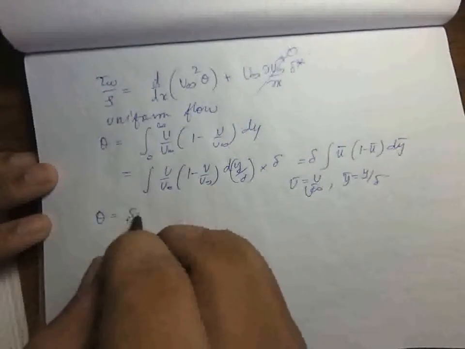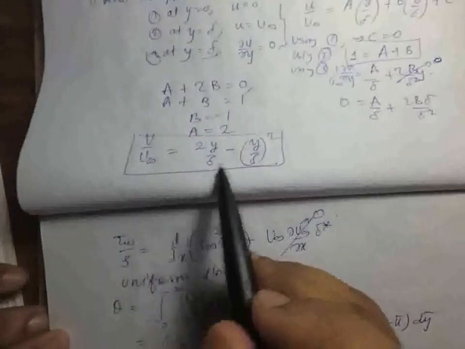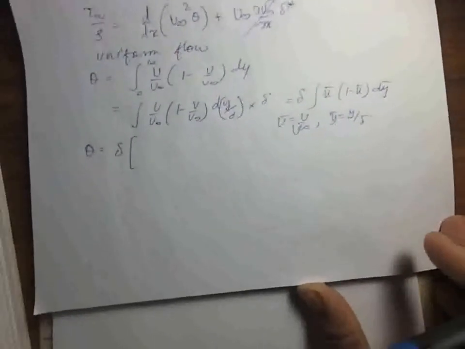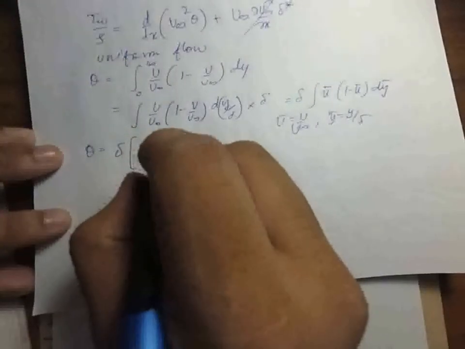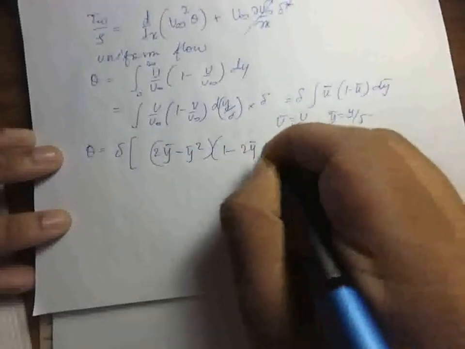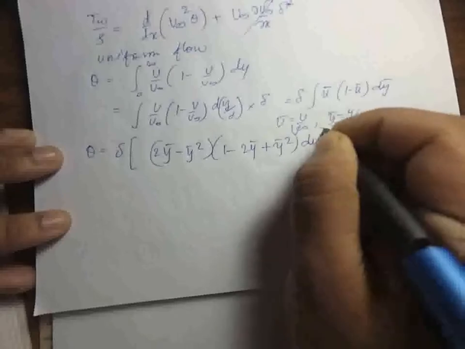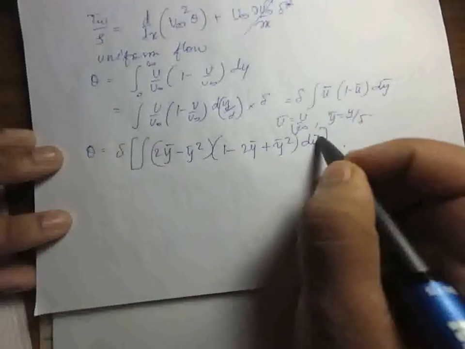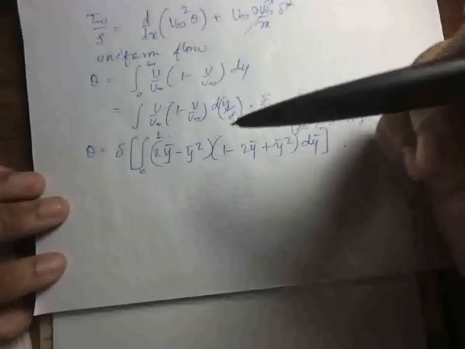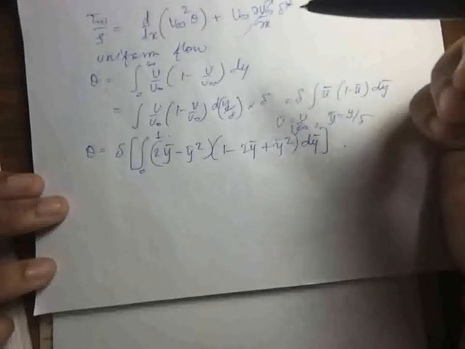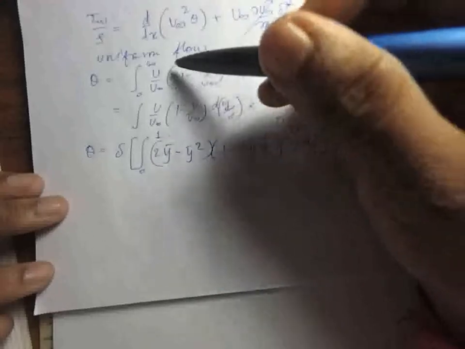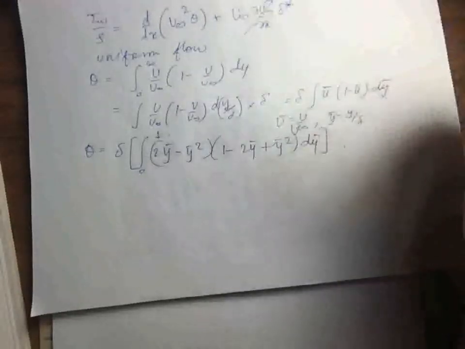So theta is equal to delta times, so u bar we've just found out to be this, so this is essentially 2y bar minus y bar square, thus allowing us to write 2y bar minus y bar square times 1 minus 2y bar plus y bar square dy. So this has to be integrated from 0 to 1, because it doesn't make sense to do an integration from 0 to infinity, because beyond the boundary layer the velocity profile as such becomes 0. Okay, as we go beyond delta, this contribution becomes 0, hence we do the integration from 0 to 1.